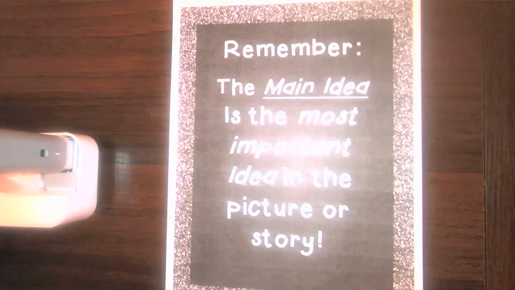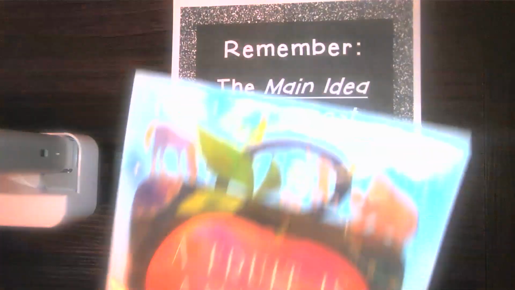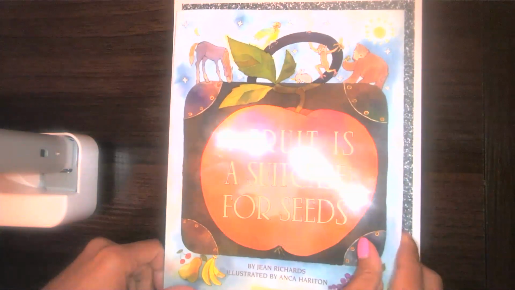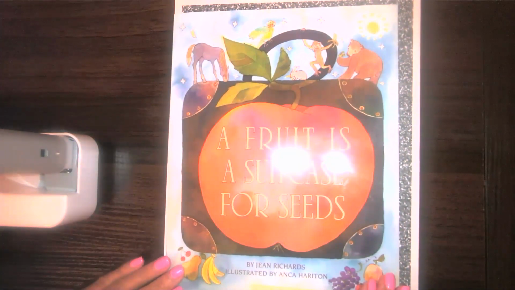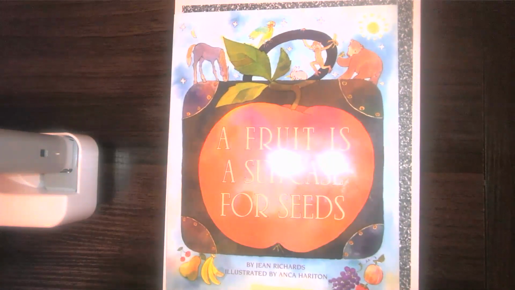And we figure that out by reading the story, listening to those details, figuring out what did the author want us to learn? What is the main idea? What did the author want us to learn? So we're going to be focusing in on that with our story, A Fruit is a Suitcase for Seeds. This story is by Jean Richards, and the illustrator is Anka Harriton.